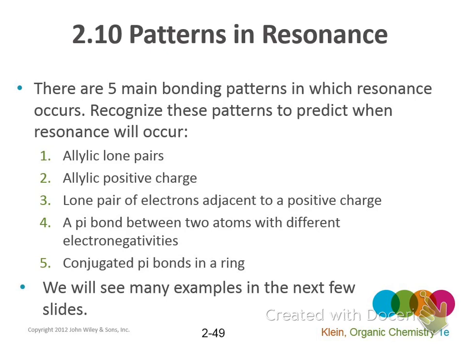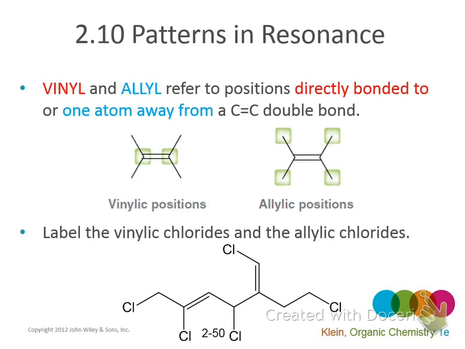So allylic lone pairs, positive charge. Lone pairs of electrons adjacent to a positive charge. A pi bond between 2 atoms with different electronegativities. Conjugated pi bonds in a ring. That would be like benzene, okay?